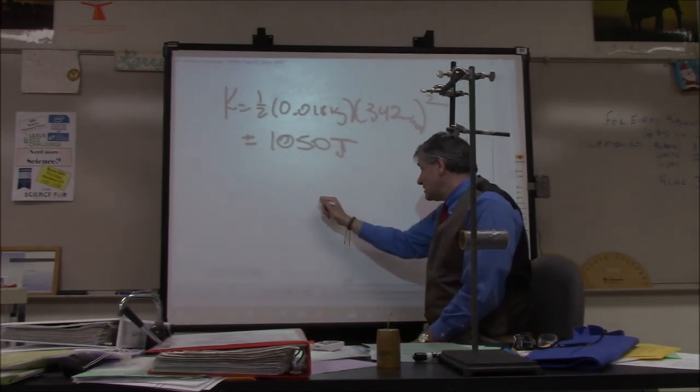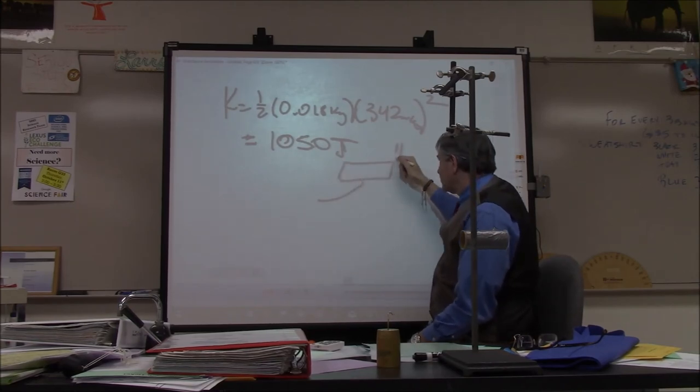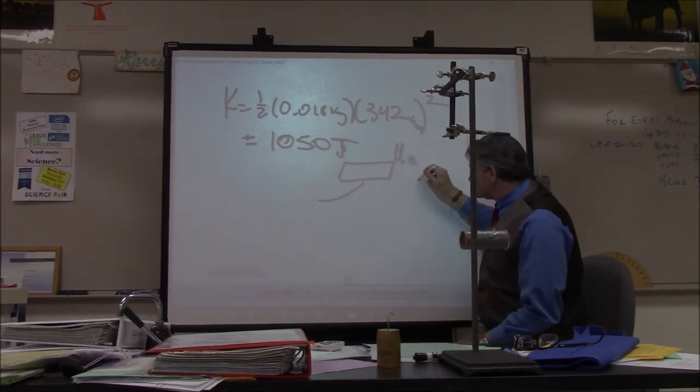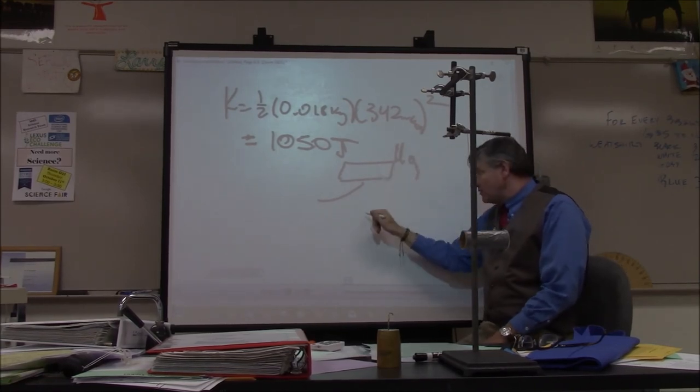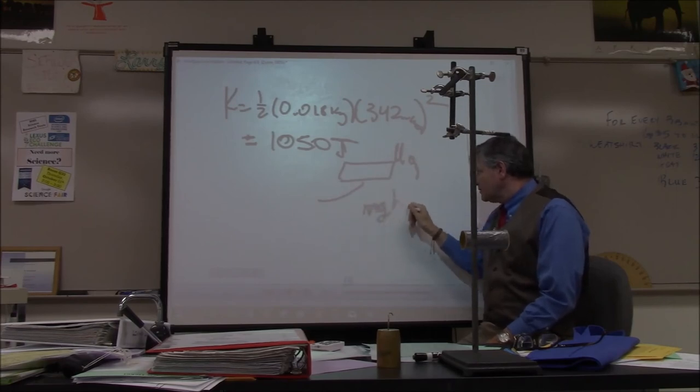Now, let's figure out how much UG we stored at the top when that pendulum swung up here. So that's going to be mgh.